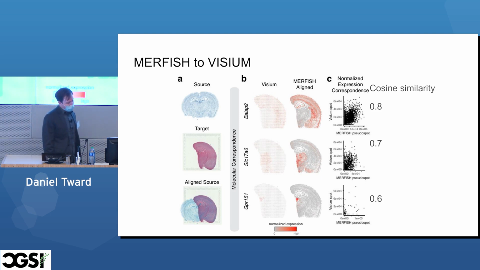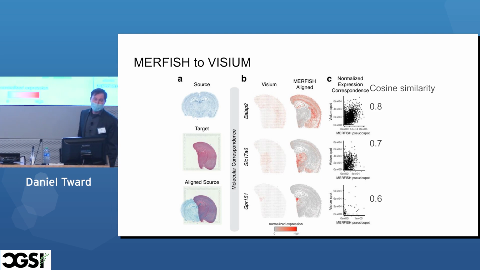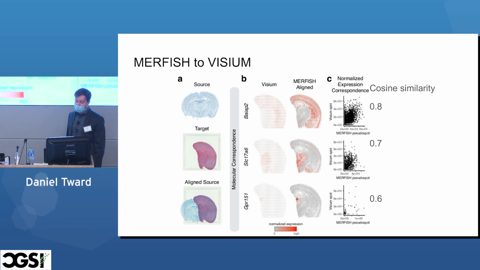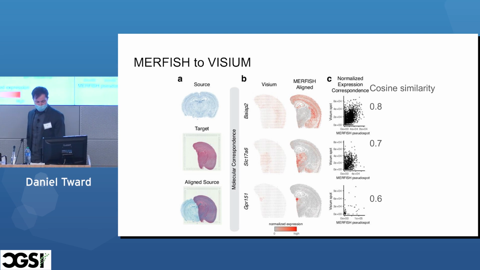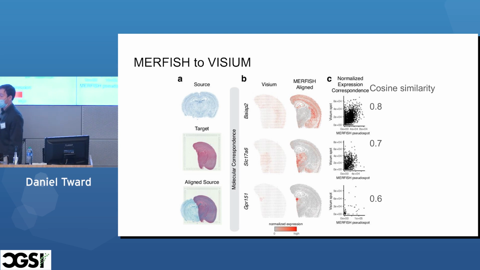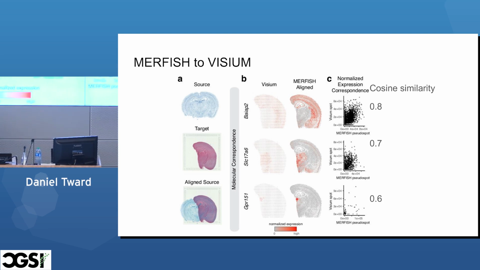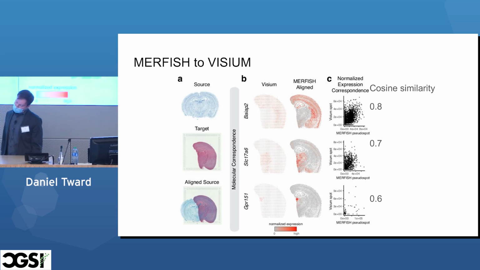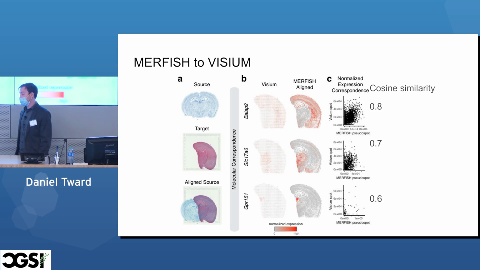So when we compare gene expression for the same 3 genes using these 2 different technologies, using the same measure as I just described to Harold, we end up with similarity numbers that are a lot lower. So here for the gene BAIAP2, the cosine similarity is only 0.8. For SLC17A6, it's 0.7. For GPR151, it's 0.6.